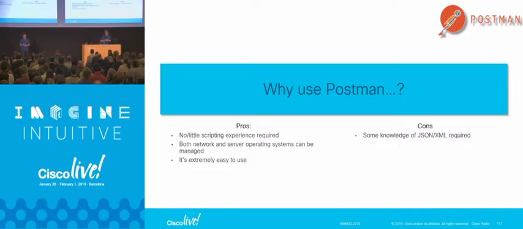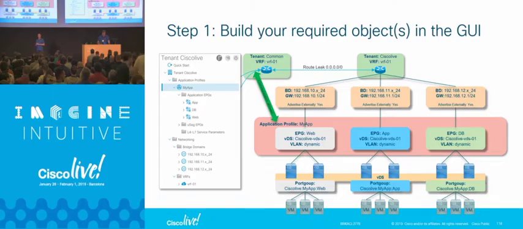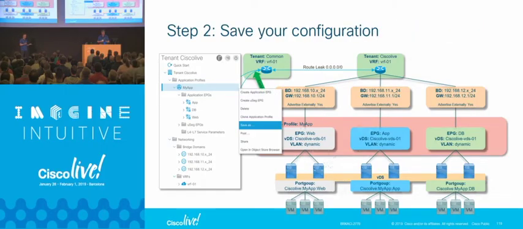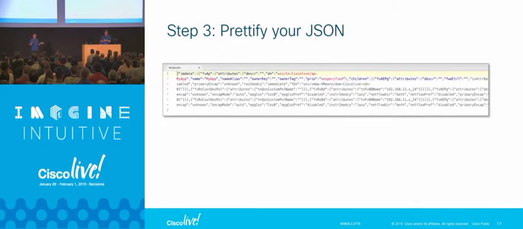All the examples that you'll see in this deck are in JSON, but you could equally do them in XML as well. To start building this, what we need to do first of all is build the config in the GUI. Dead easy, I'll go in and create the objects that I'm interested in. So I'm going to configure subnets or bridge domains. Then I'm going to save the configuration, and that's going to give me a mess. This is all of my JSON just dumped in front of me, and I'm going to look at it and say, yeah, okay, that's not really helping me too much.